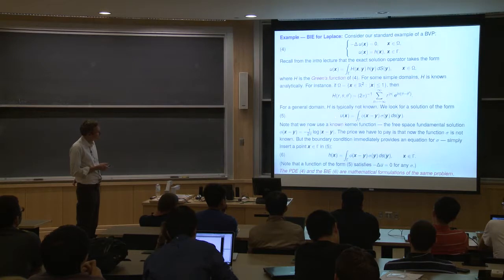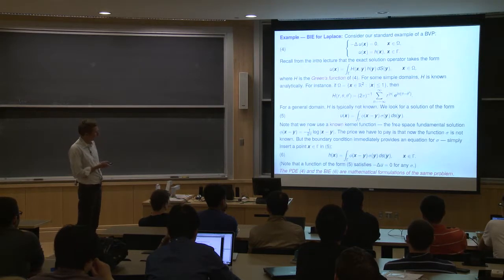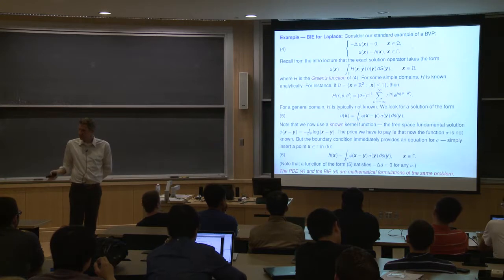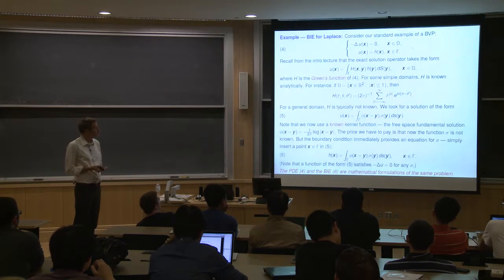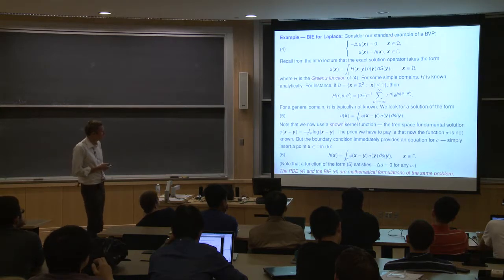Which sort of tells you something about the information content in the equation here. And once you have these types of representations, then you can derive, so now the advantage is that we have a known kernel in this equation. The disadvantage is that now the source distribution sigma that lives on the boundary is an unknown. So this is my new unknown. How do we get an equation for sigma?